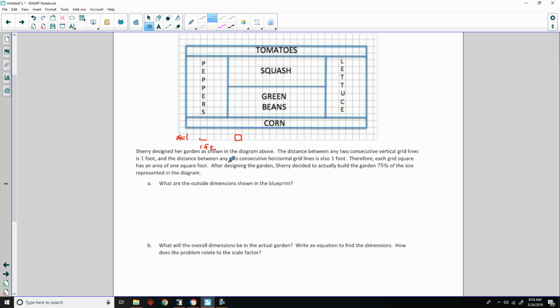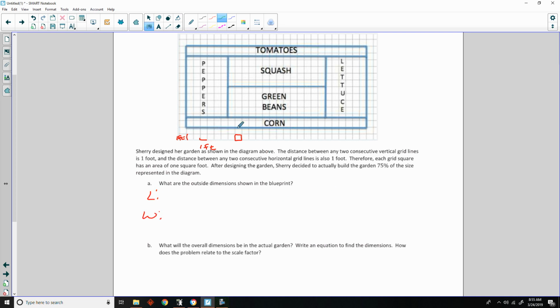There it is. After designing the garden, Sherry decided to actually build the garden 75% of the size represented in the diagram. What are the outside dimensions shown in the blueprint? Okay, so what we need to do here is first figure a scale factor. Let's count the lengths first. So the blueprint dimension, this is the blueprint. I want to know what the length is, and I want to know what the width is.